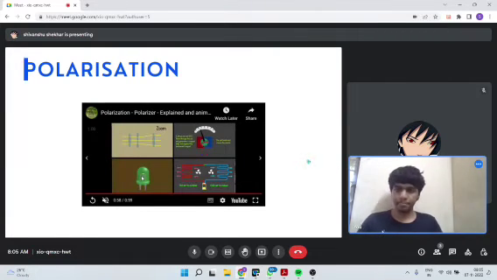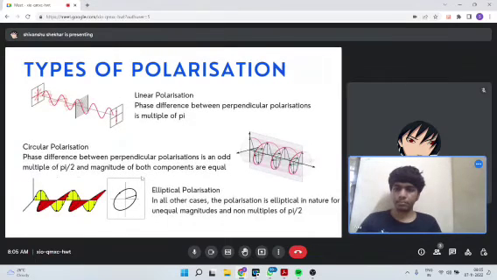Moving on. So yeah, discussing the three types of polarization we know till now in further detail. Linear polarization occurs when the phase difference between perpendicular polarizations is a multiple of pi. For example, if there are two lights which are either anti-parallel or parallel, the magnitudes will get added up or subtracted, while there being no component in a direction perpendicular to it. So all the energy is going to be along the same straight line, be it in a destructive way or a constructive way. That is the case of linear polarization.